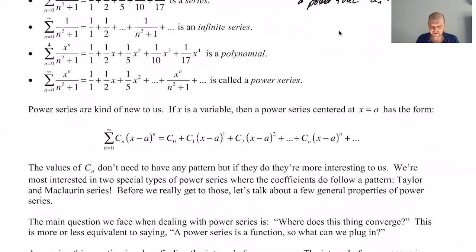So power series are really interesting. Now you probably are saying to yourself, I've seen something very much like this. Yes, you have. If the variable is x, and we're centering at x equals a, think about things that we've done so far, a power series looks like this: c sub n, a coefficient, times x minus a to the n, and then you sum them all up. So you get c0, c1 times x minus a to the first, c2 times x minus a to the second, and so on.